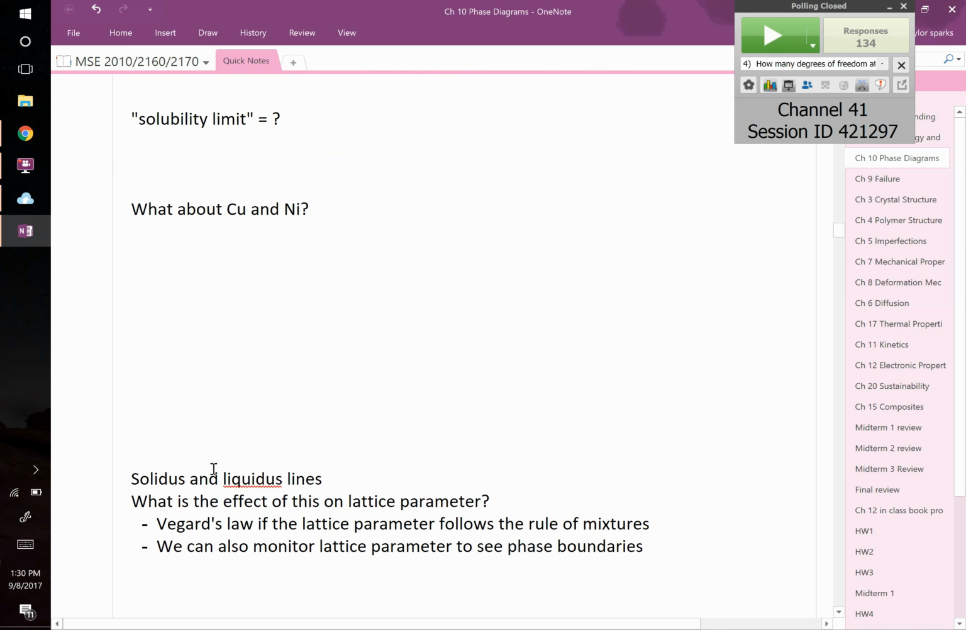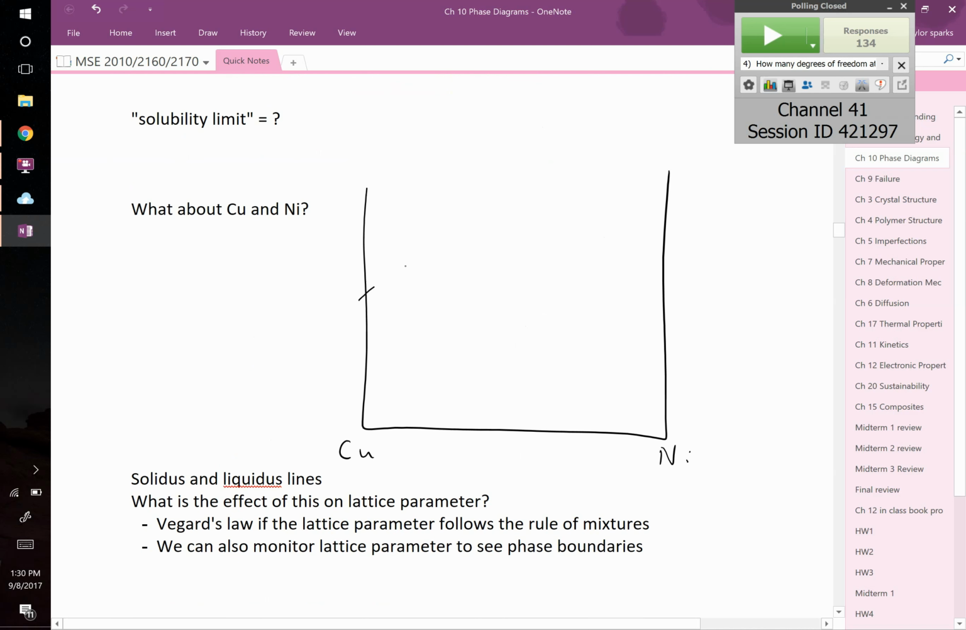Let's talk about copper and nickel now. This is one of the first phase diagrams you usually see. This is pure copper over here. This is pure nickel over here. The phase diagram looks a little bit like this. Copper melts at a lower temperature than nickel by a little bit. This melts at 1085 Celsius, I think, and this one melts at 1453. I think those are Celsius. They might be Kelvin. But this is temperature on the y-axis.